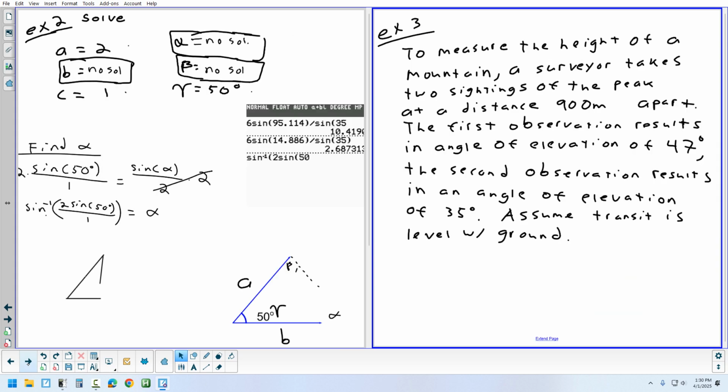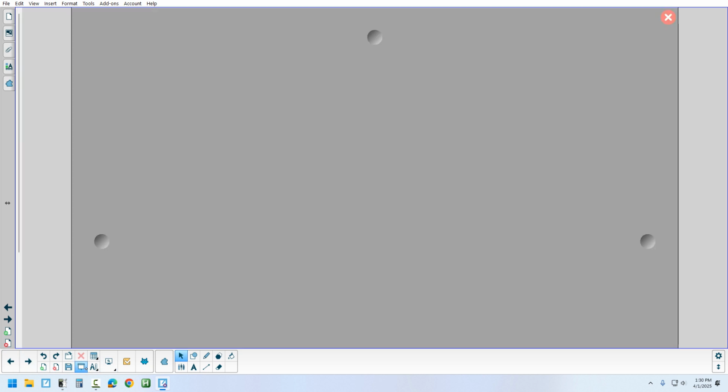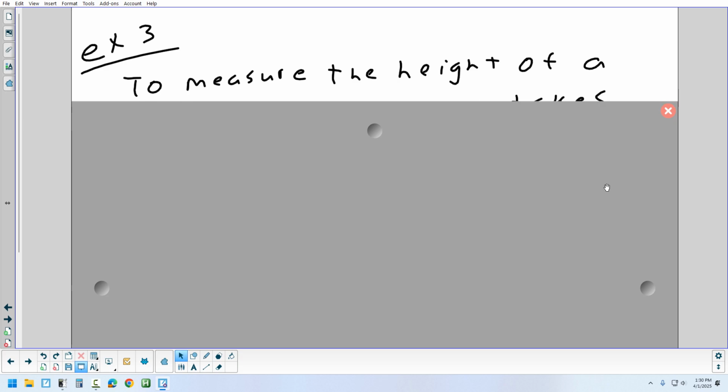Okay, so now let's try this one. The last 2 questions we look at will be the word problems. Generally, in a word problem, we're measuring like the distance to something or the height of something, and because it's a real world object or distance, there are not 2 solutions. So that's one thing you can generally count on in a word problem. It will not be 2 solutions.